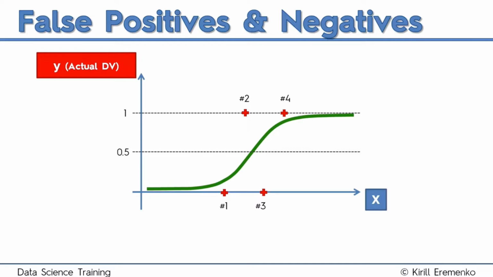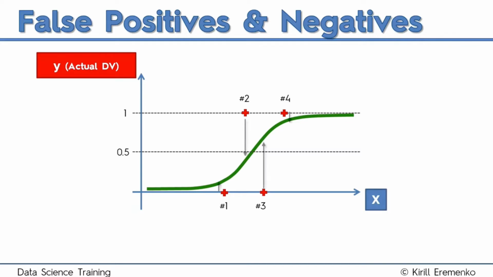And as you can see here, the label of the vertical axis changed to y, because we already know that the red is the actual value of the dependent variable, because we know the result. The people on the bottom, so observations number 1 and number 3, they didn't take up the email offer, and the observations on the top, people number 2 and 4, they did take up the email offer. So let's see what happens to them if we apply our logistic regression model.